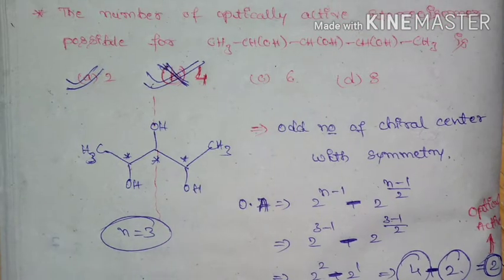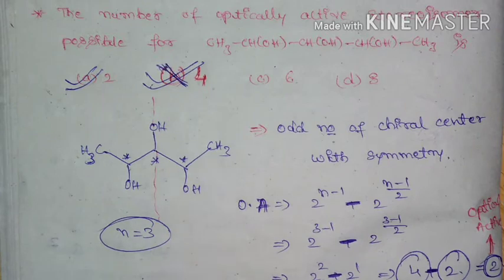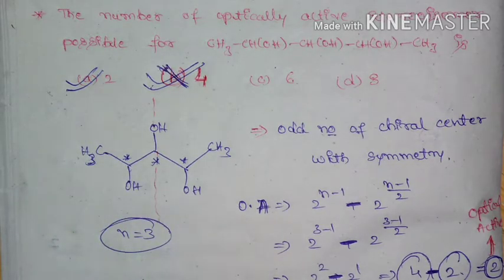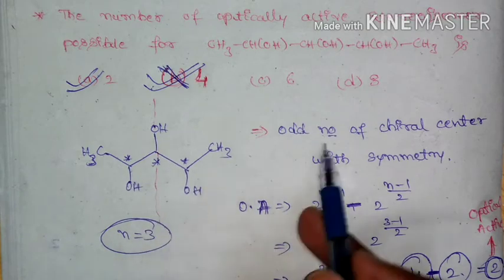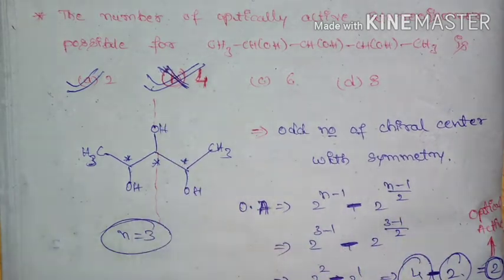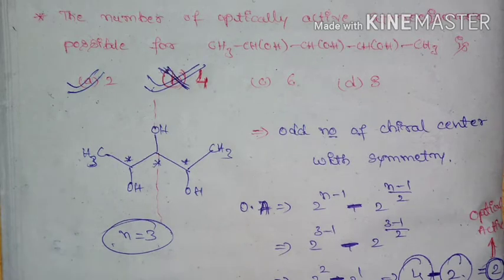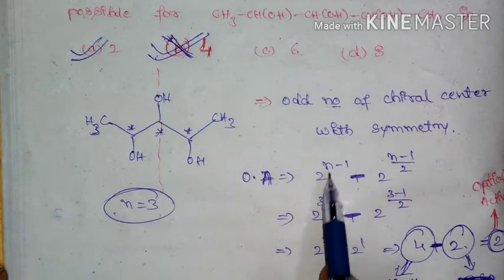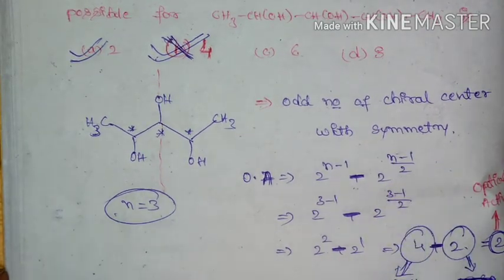Next question: the number of optically active stereoisomers possible for CH3, CHOH, CHOH, CHOH, CH3. The number of optically active isomers is 2. Here it has an odd number of chiral centers and there is planar symmetry, so n is equal to 3, the number of chiral centers. To find optically active isomers, we use the formula 2 power n minus 1, minus 2 power (n minus 1) by 2.